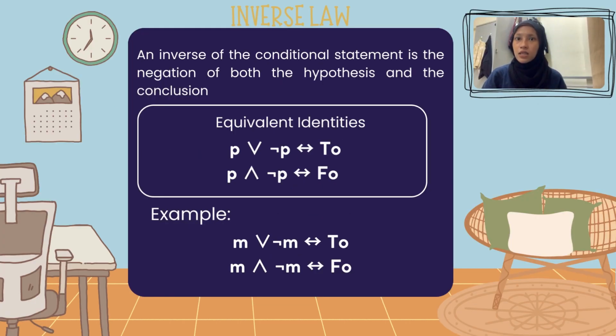Next is inverse law. The inverse of a conditional statement is the negation of both the hypothesis and the conclusion. For the equivalent identities, P or not P is equivalent to tautology, while P and not P is equivalent to contradiction. For example, M or not M is equivalent to tautology, while M and not M is equivalent to contradiction.